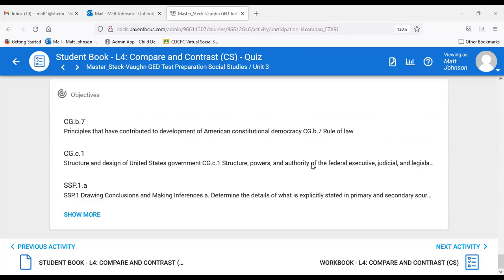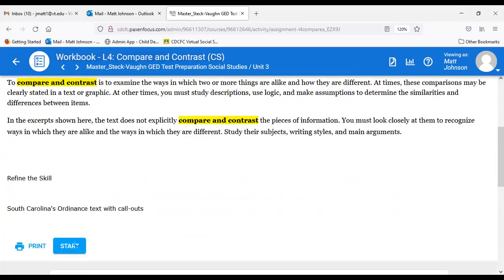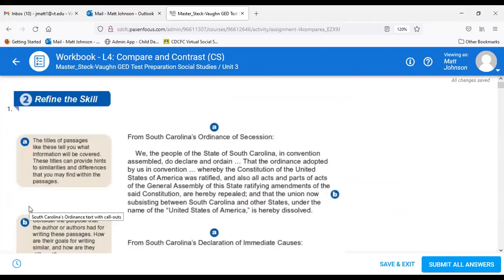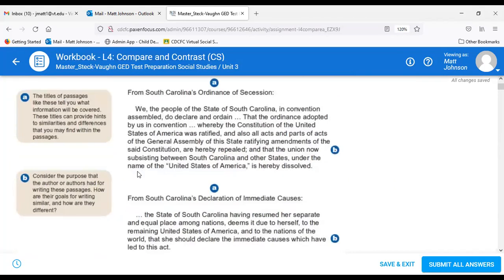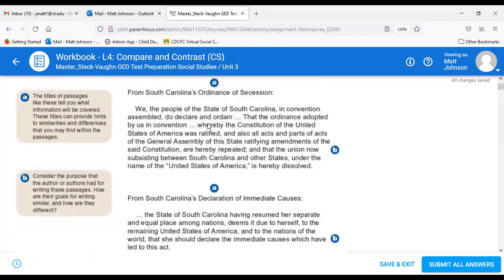All right, we will move on to the workbook. And again, same ideas here: comparing, concerning yourself with what's similar. Contrasting is concerning yourself with what is different. So we'll pop into the workbook. Okay. And this is from, I think the title is actually a huge long title, but it is like South Carolina's Declaration of Immediate Causes. And so I'll read it here real quick. We'll see what we're talking about.